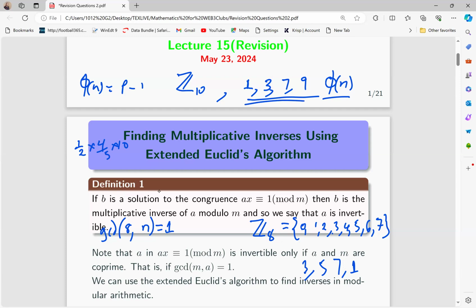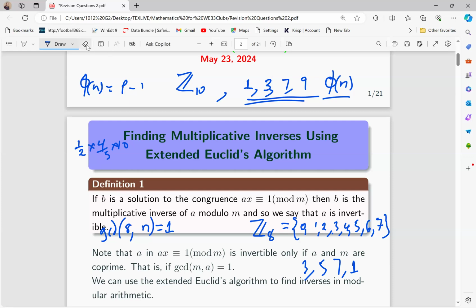So it's good to know how many elements would have inverses. Is that okay? How many would have inverses under mod 10, mod 20, mod 1,000? We are saying that those are elements which are relatively prime. You can use Euler phi.